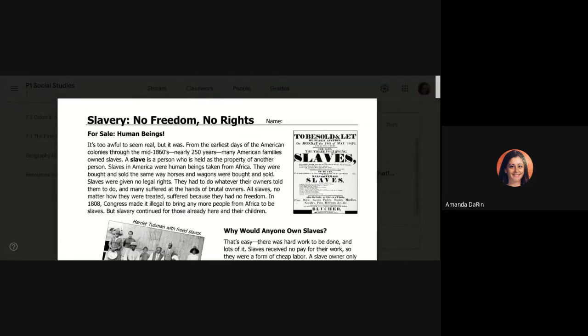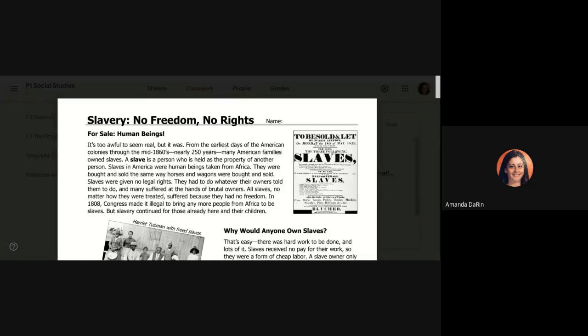Here we go. Slavery, no freedom, no rights. For sale, human beings. It's too awful to seem real, but it was. From the earliest days of the American colonies through the mid-1860s, nearly 250 years, many American families owned slaves. A slave is a person who is held as the property of another person. Slaves in America were human beings taken from Africa. They were bought and sold the same way horses and wagons were bought and sold. Slaves were given no legal rights.